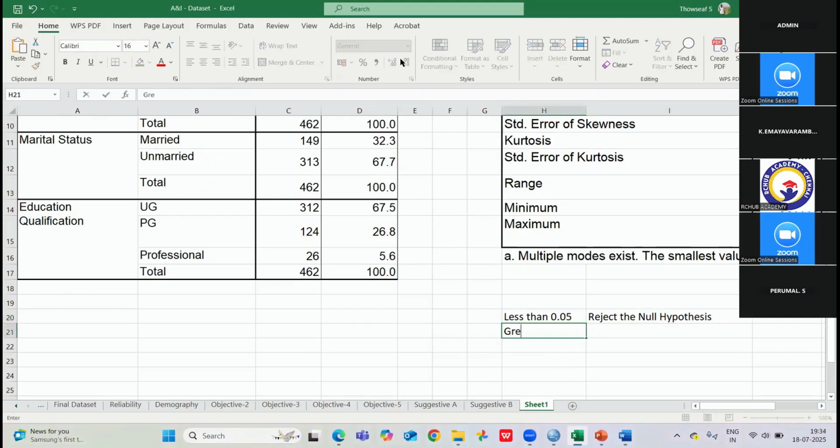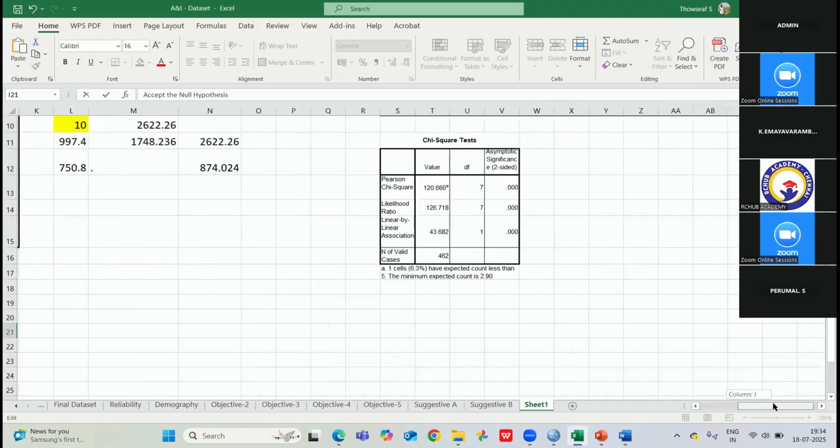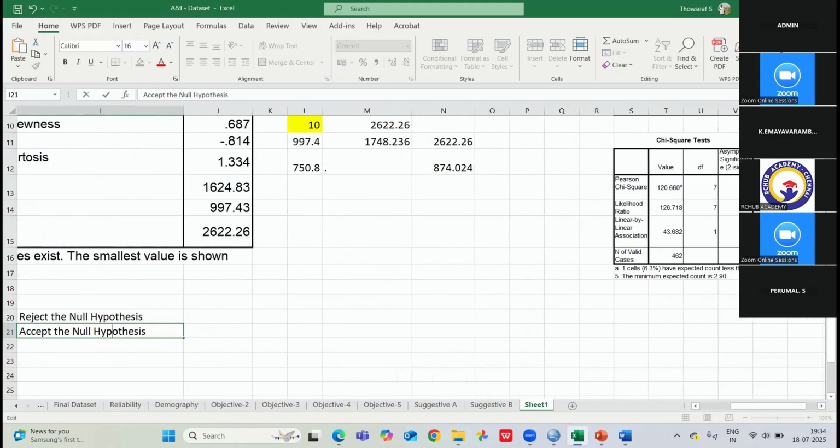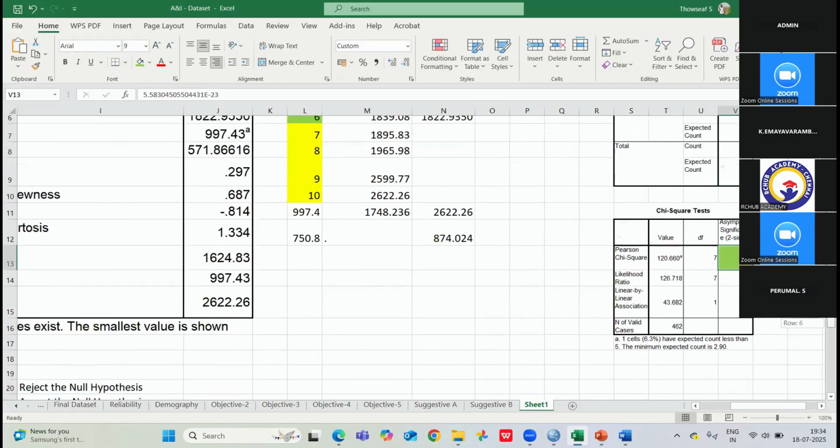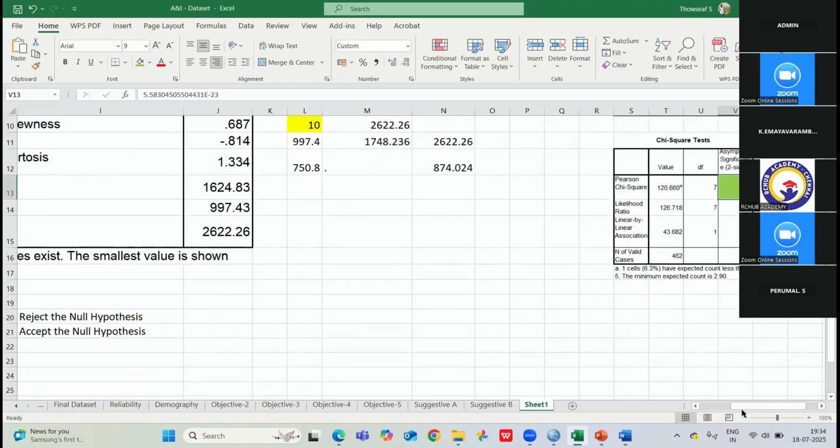If it is greater than 0.05, accept the null hypothesis. So if you take a close look here, the value is 0.00. This is not only in the case of chi-square test, even for ANOVA, even for independent sample t-test, even for correlation, even for regression, for everything, you have to look at the significance value.